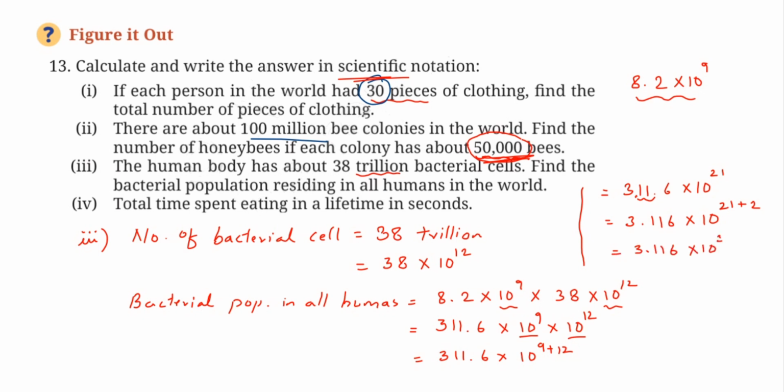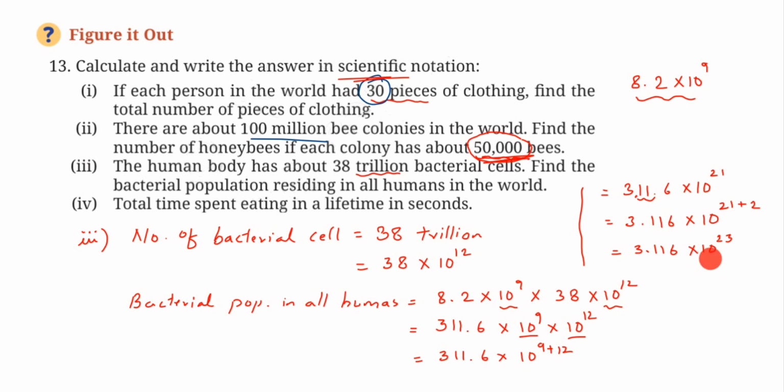So this is a scientific notation. So this many bacterial cells are there in the entire human population in this world. So remember, scientific notation means if you have 2 to 3 digits, then the decimal point should be after the first digit, and when you write the power or exponent, the base should always be 10. So 10 to the power something. We cannot have 2 or 3 here. The base should always be 10.